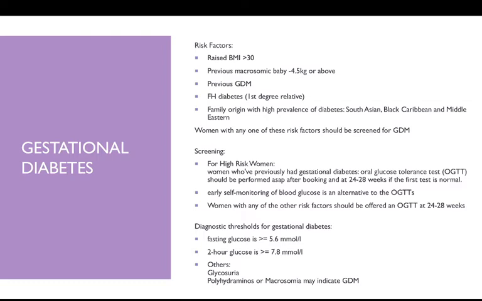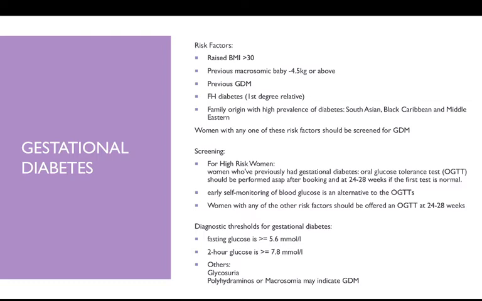And the way that the screening program works is you do an oral glucose tolerance test. High risk is a woman who's previously had gestational diabetes. For these women, they have an oral glucose tolerance test after their booking appointment, and then they'll have a repeat of that test at 24 to 28 weeks if the first test is normal. If you don't want to do the oral glucose tolerance test, early self-monitoring of blood glucose can be done as an alternative. For women with any of the other risk factors, so raised BMI, a family history of diabetes, or family origin with high prevalence of diabetes, they should be offered a glucose tolerance test at 24 to 28 weeks.